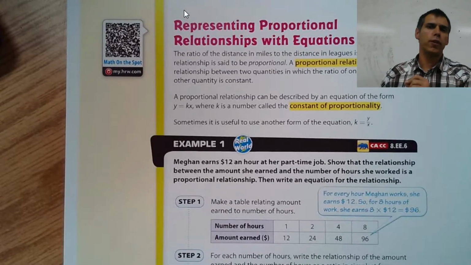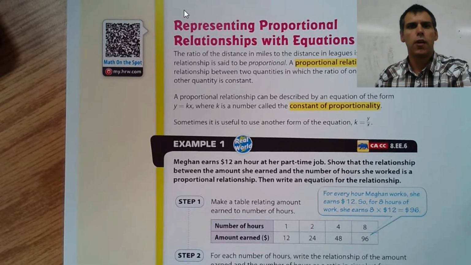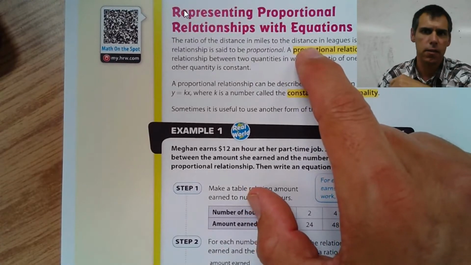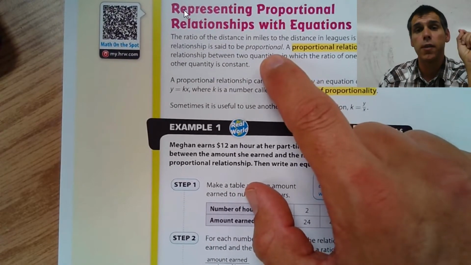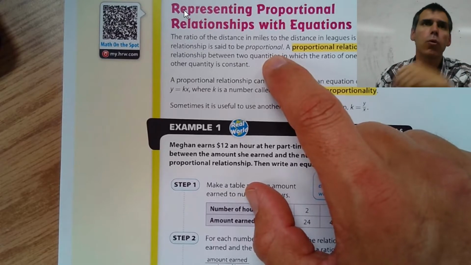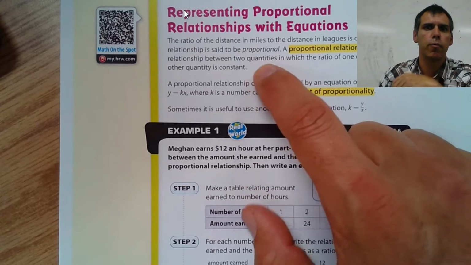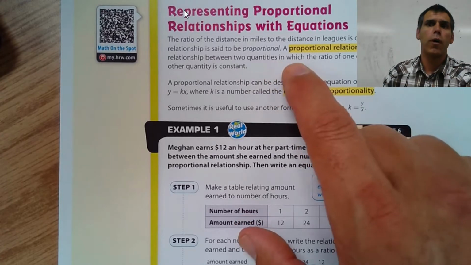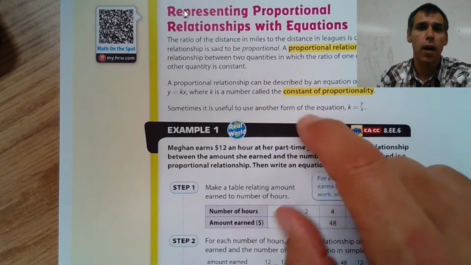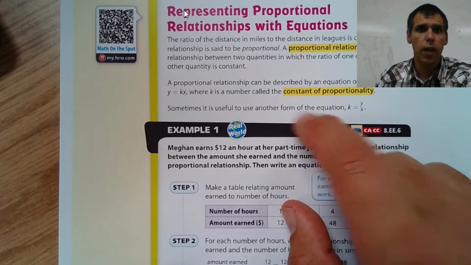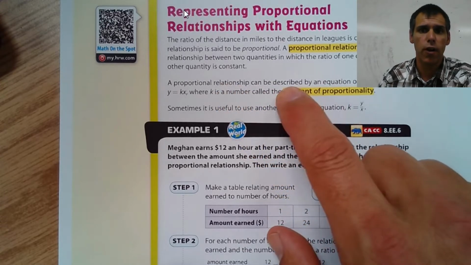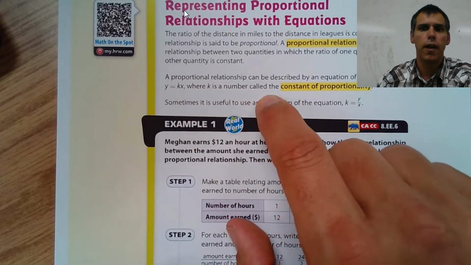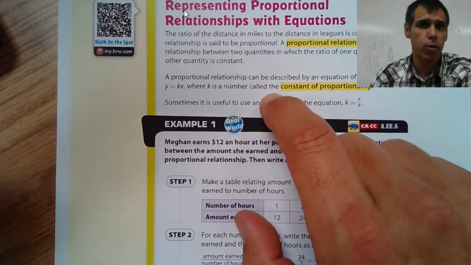Representing proportional relationships with equations. The ratio of distance in miles to the distance in leagues is a constant. This relationship is said to be proportional. A proportional relationship is a relationship between two quantities in which the ratio of one quantity to the other quantity is a constant. A proportional relationship can be described by an equation in the form y equals kx, where k is the number also known as the constant of proportionality.